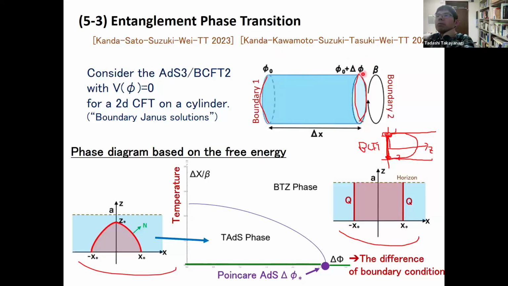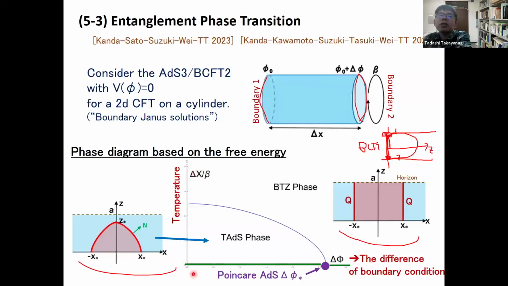And so delta phi is very important. Here we assume the potential is trivial, just a massless scalar field. So the value of the scalar field is not important. It's a moduli, but the difference is very important. If these two are different, that means these two boundaries have different boundary conditions.